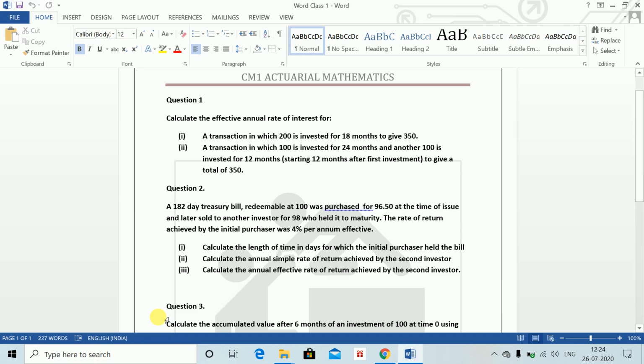Welcome to CM1 class 1 of Excel. First we'll do the very basic shortcuts which we use in daily life in our Excel classes, and then we'll be moving on to the chapter questions of time value of money and interest rates.